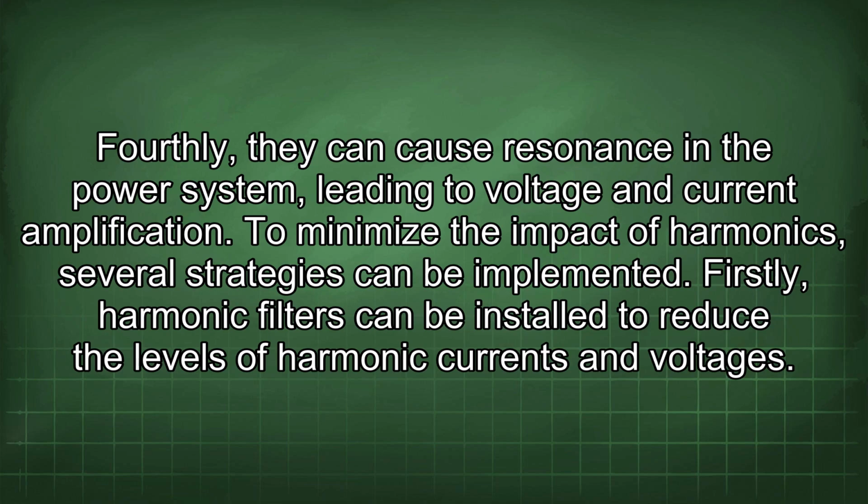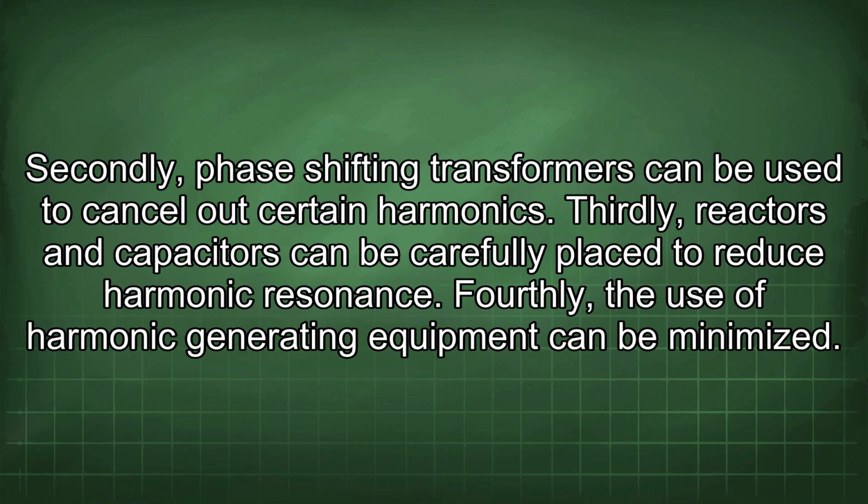To minimize the impact of harmonics, several strategies can be implemented. Firstly, harmonic filters can be installed to reduce the levels of harmonic currents and voltages. Secondly, phase-shifting transformers can be used to cancel out certain harmonics. Thirdly, reactors and capacitors can be carefully placed to reduce harmonic resonance. Fourthly, the use of harmonic generating equipment can be minimized.